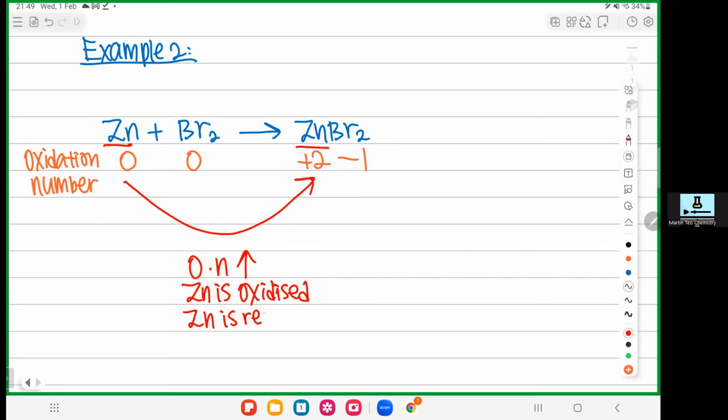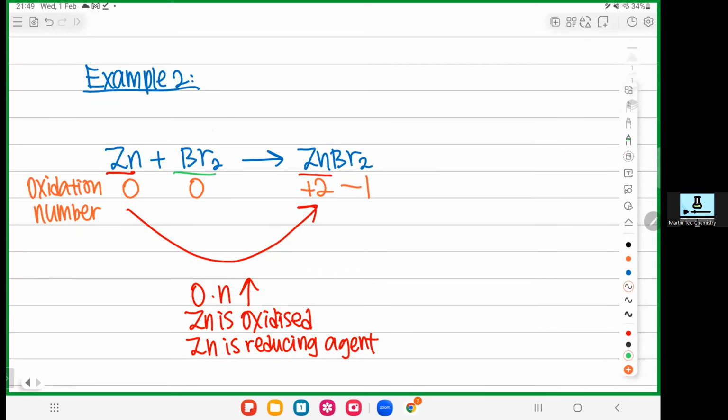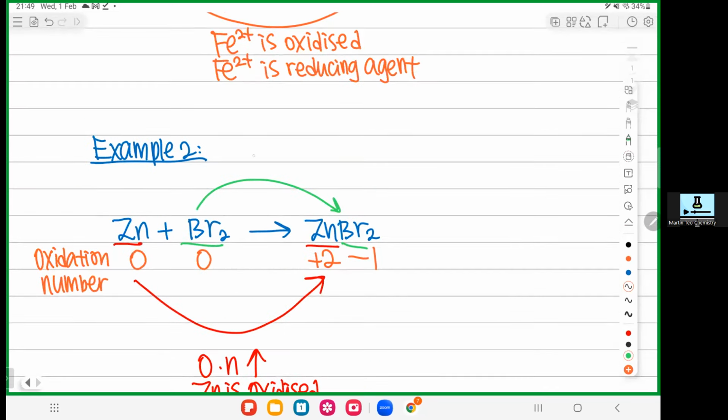So when zinc undergoes oxidation, zinc will be the opposite thing, the reducing agent. Okay, so let's do another apple to apple comparison, which is the bromine. Bromine compare with bromine. 0 to -1, the oxidation number went down, decreased. So bromine undergoes reduction, isn't it? When oxidation number decreases, it is reduction. So when undergoing reduction, the bromine is our oxidizing agent. That's it. That's exactly how it works.